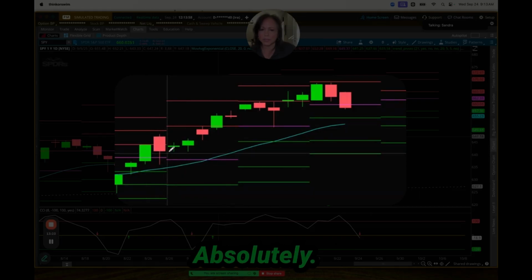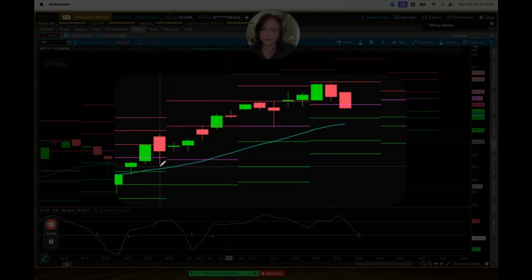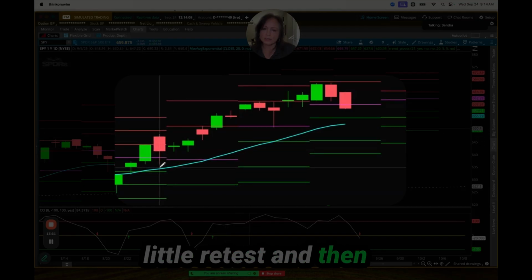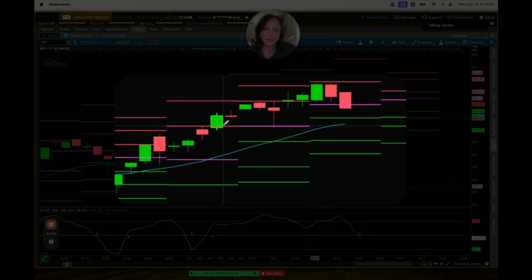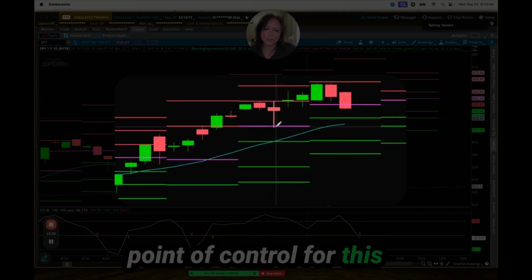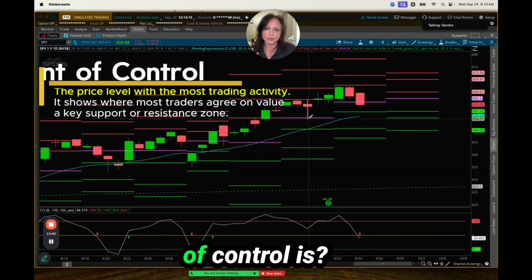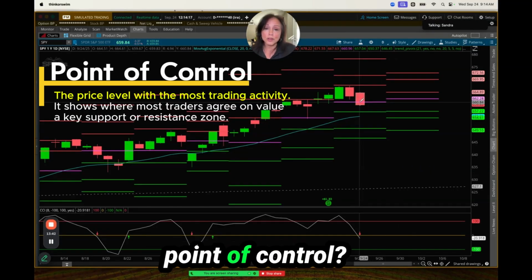Did we have a down day today? This day? Absolutely. Price can never just go straight up. But look at how close it got to the 20 to do a little retest. And then just keeps gliding up. Look at how we tested point of control for this week right here, right? Remember, this indicator is telling you where point of control is.